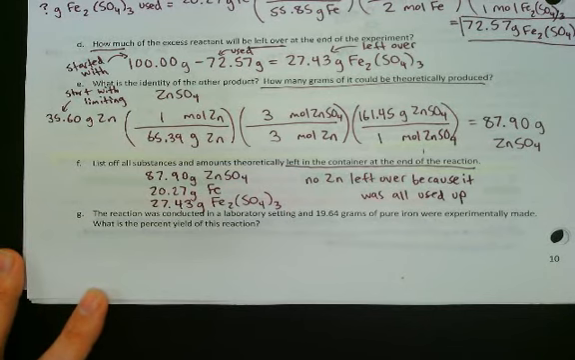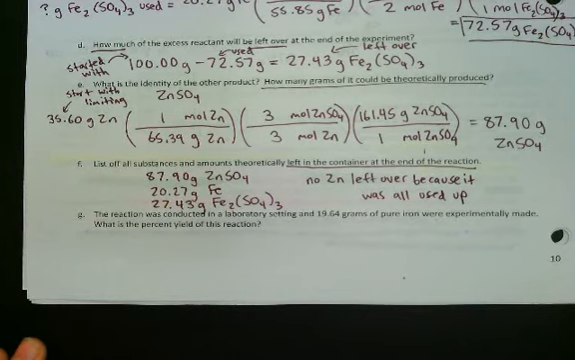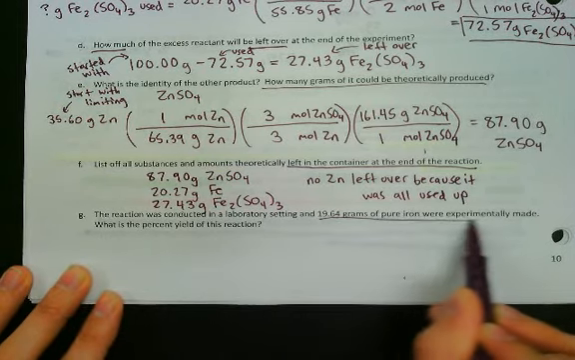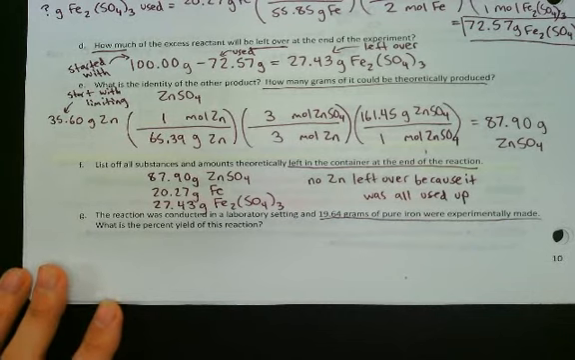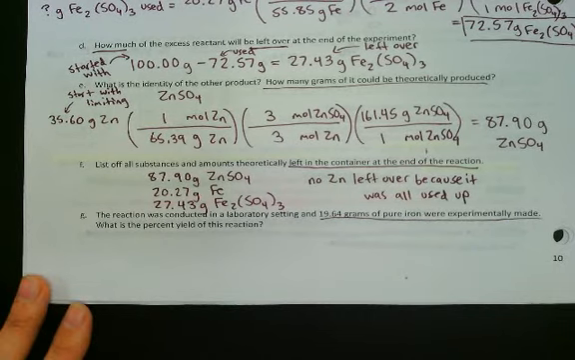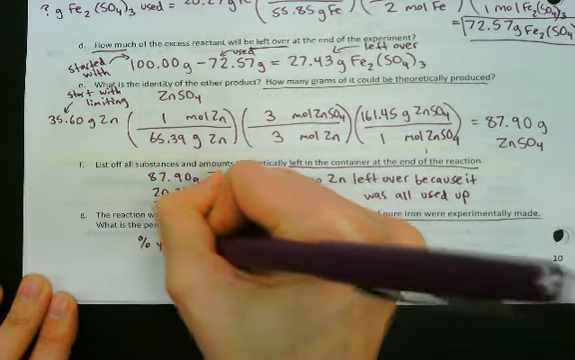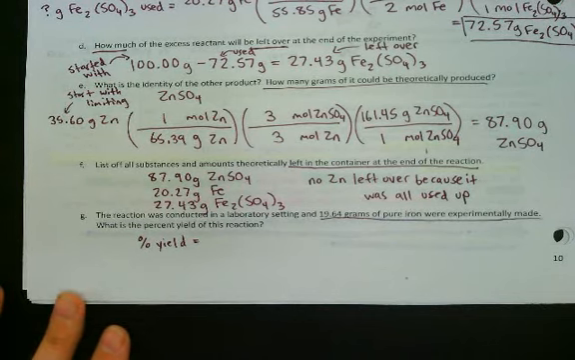And then last but not least, we have letter G. It asks us to figure out the percent yield of the reaction. We were told that we made 19.64 grams of pure iron in the lab. So that's our experimental value. And so if we set up our percent yield equation, go ahead and pause me and set that up. You should already know how to do that.